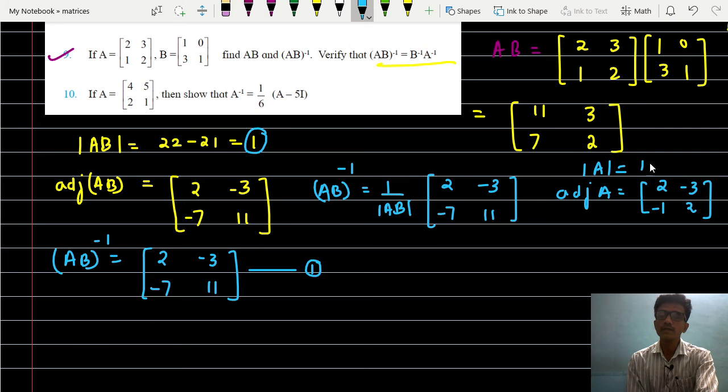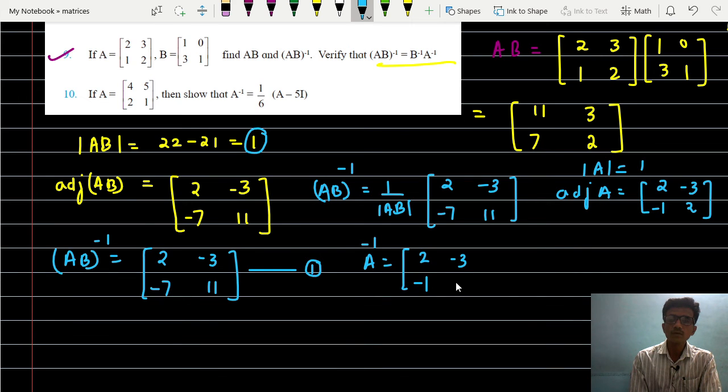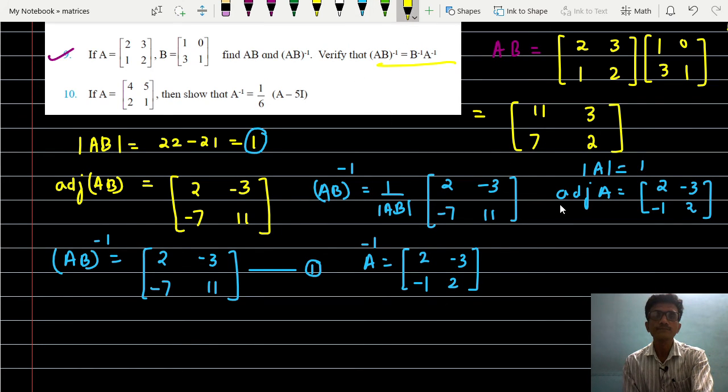Therefore, as the determinant of A is 1, A inverse will be equal to 2, minus 3, minus 1, 2. This is A inverse. फिर इसके बाद B inverse हमको फाइंड करना है. So for that we find what? Determinant of B. What is determinant of B? So 1 minus 0. Again determinant of B is 1.